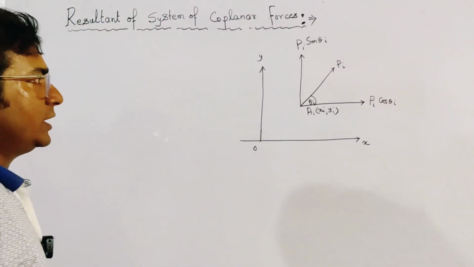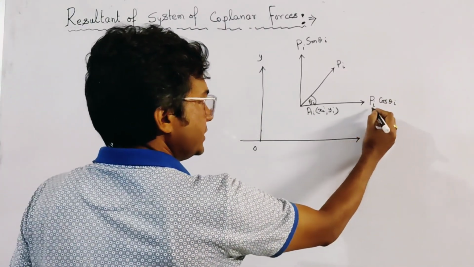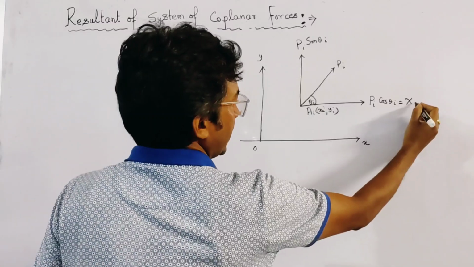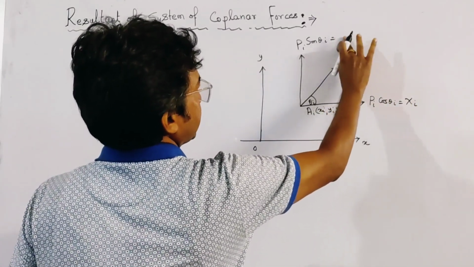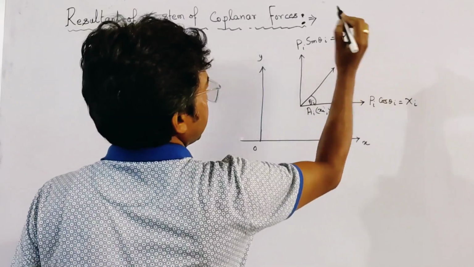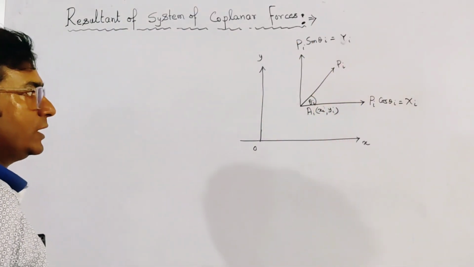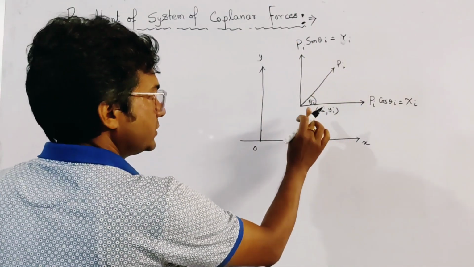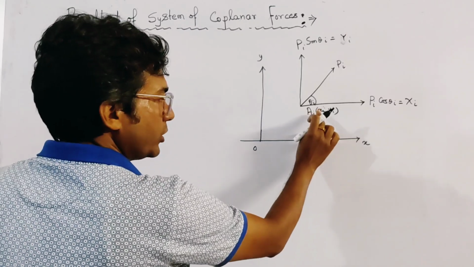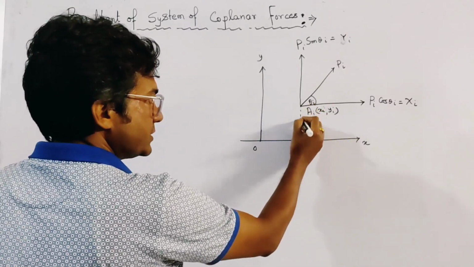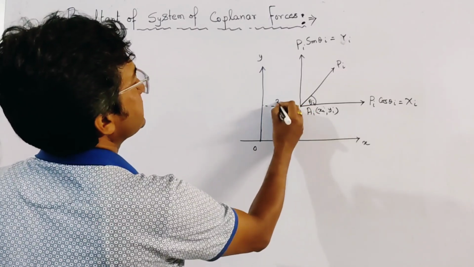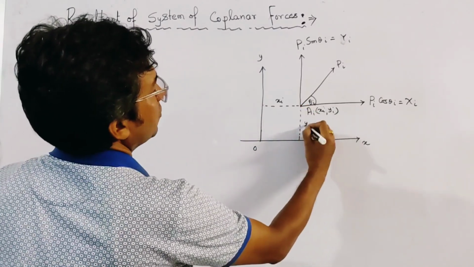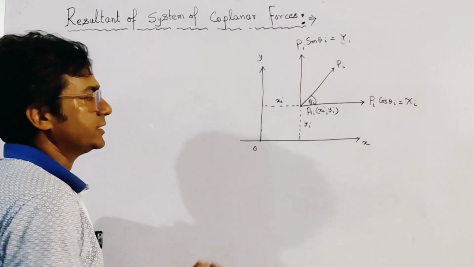Now we name this force capital Xi, and this force capital Yi. Now the point Ai has coordinates small xi, small yi. This means these are xi and these are yi.